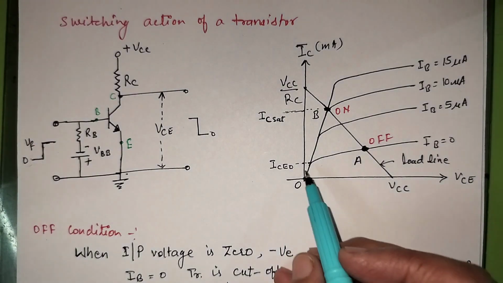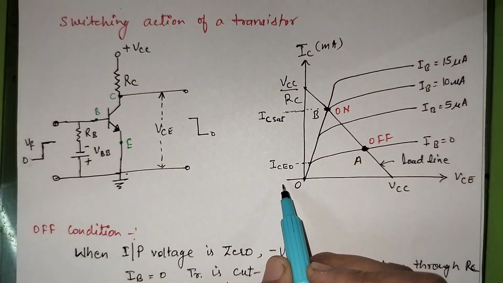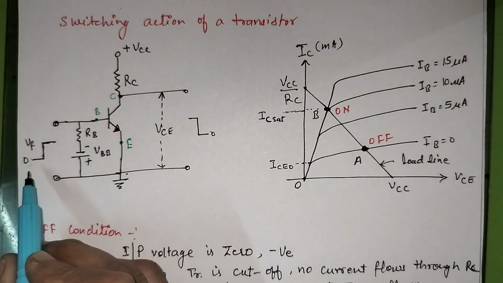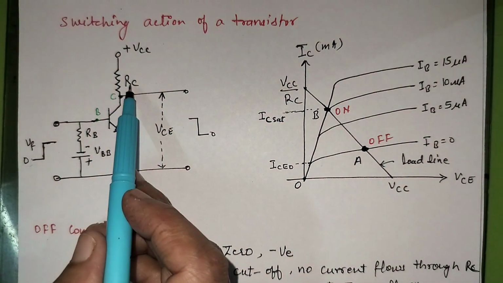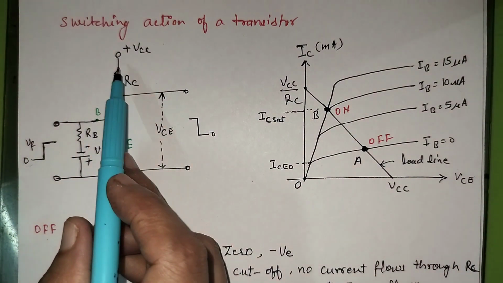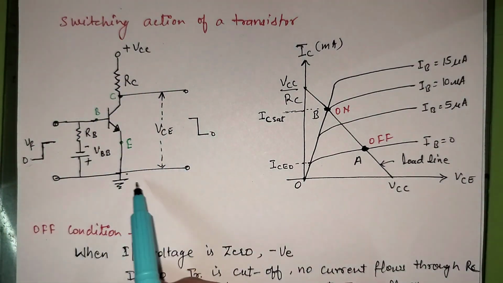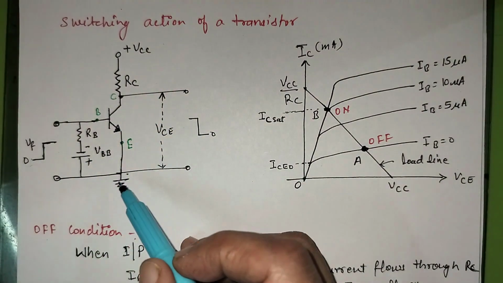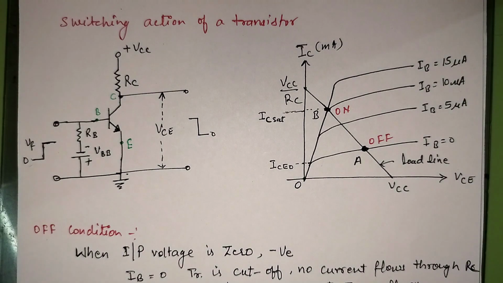We can find out the value of this ICE, means leakage current, if we know the value of the VCE. In case of off condition, the input is 0. There will be no voltage drop across this RC, means the load resistor, because no current is flowing through the circuit. So all the voltage appears across this collector and the emitter. So the VCE will be equal to VCC.